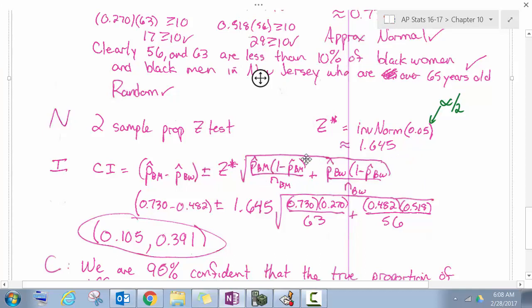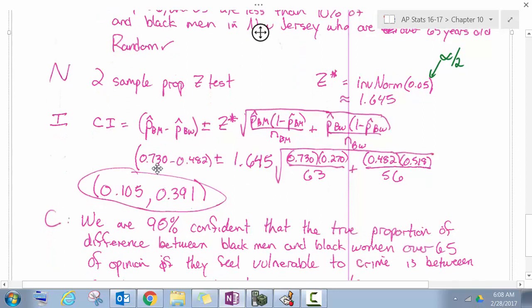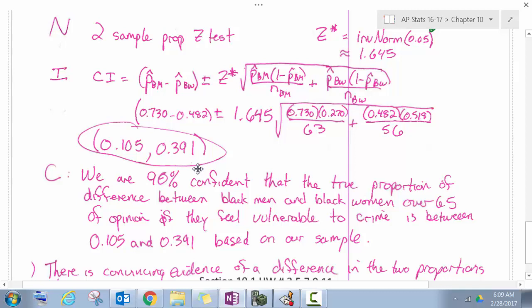Then we have our standard deviation that we dealt with in the last problem as well. So if we plug in our numbers, 0.730 minus 0.482 plus or minus 1.645 times the square root of 0.730 times 0.270 divided by 63, plus 0.482 times 0.518 divided by 56, and we get a confidence interval of 0.105 and 0.391. So we are 90% confident the true difference in proportions between black men and black women over 65 who feel vulnerable to crime is between 0.105 and 0.39 based on our sample.